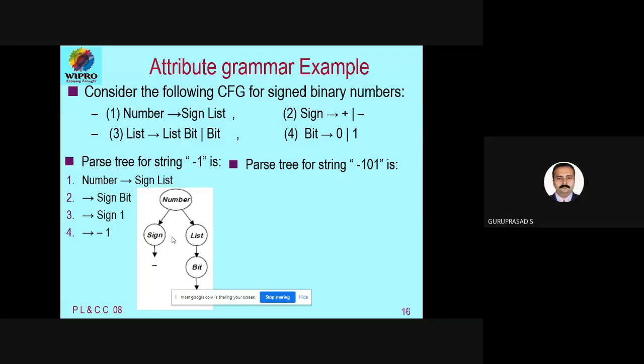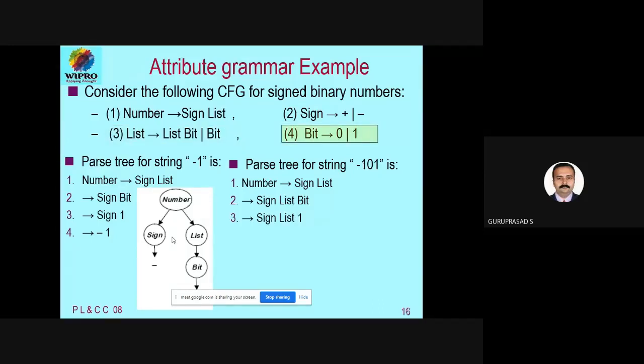Actually, 101 in the sense it is going to be 5. We are talking about binary numbers. If we convert 101 into decimal, it is going to be 5. So in this sense, we need to get -5, because there is a minus and 101. So see the thing, number produces sign list. So we are replacing list by list bit, because we need 3 digits, not 1 digit, right?